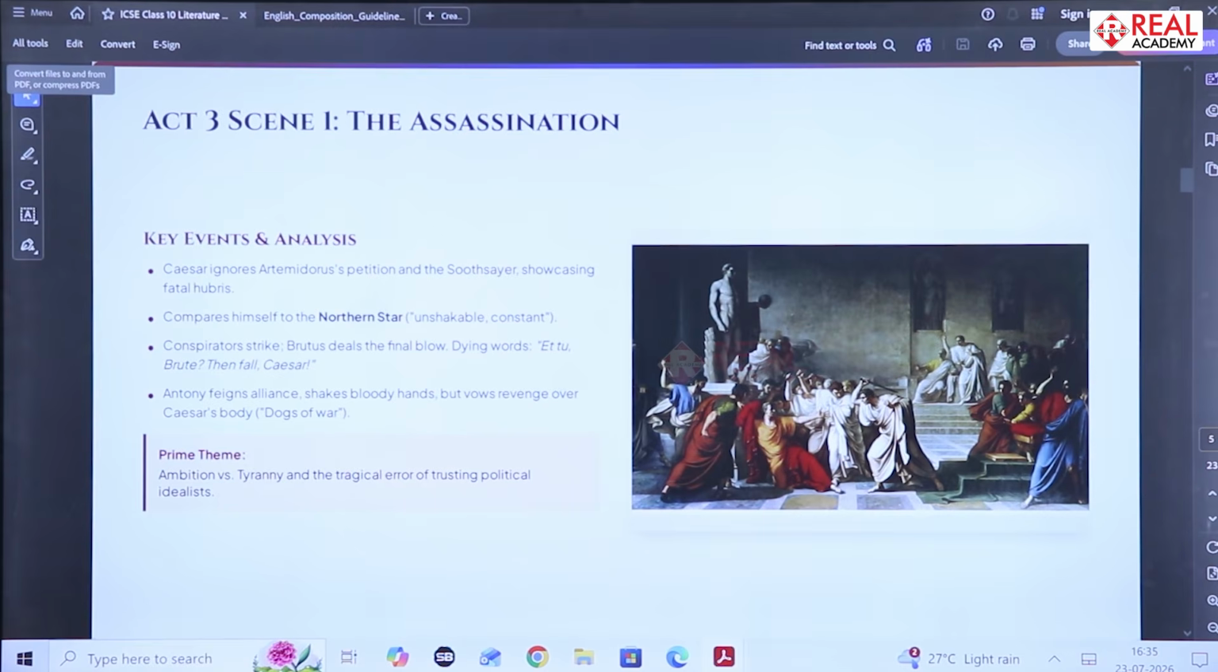Brutus' tragic mistake is allowing Antony to speak at the funeral. Antony begins executing his revenge. The conflict between the conspirators and Caesar's supporters is set in motion. The scene marks the transition from political conspiracy to civil war.